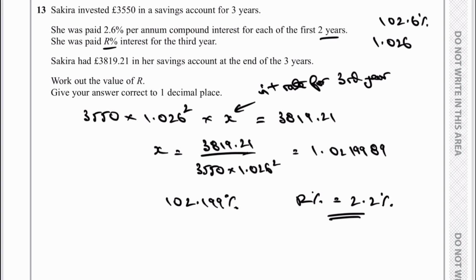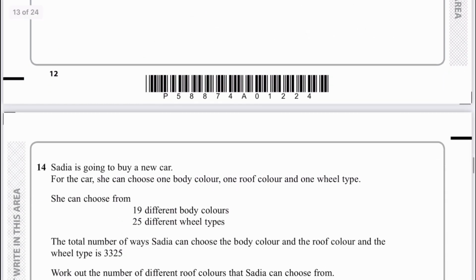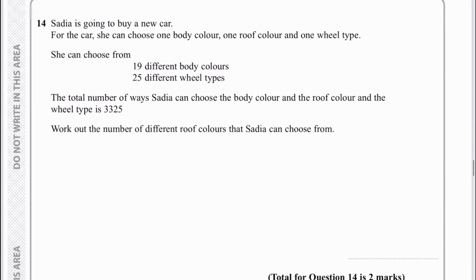Okay, so we're going to move on then to question number 14, which is a counting strategies question. This is fairly new. It came out in about 2016 or so. I suppose it's been around for a little while now, but basically it's the whole idea of looking at the choices of different menu items. In this particular case it's going to be a body colour, a roof colour and a wheel type. Okay, so the body colour, well, she's got a choice of 19 of them.